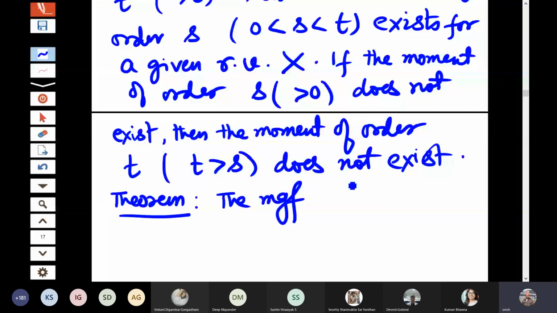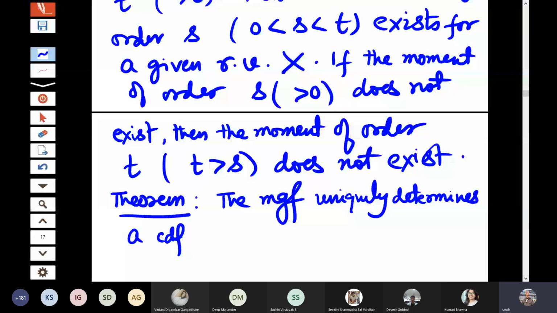The moment generating function. Another thing is that if the MGF exists, then the moments of all orders will exist. That of course I have already shown you in the calculation here.